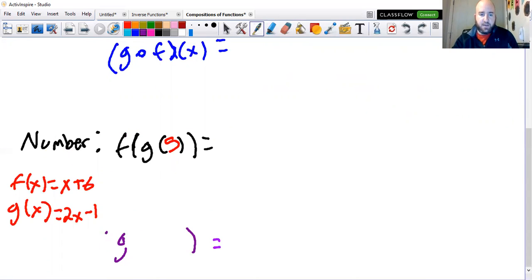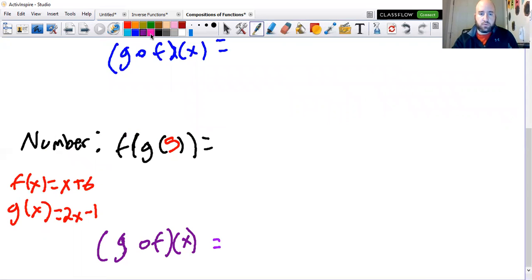Wow, I noticed it because I want that to be g of f of x. Okay, so, trying to connect that. All right, so with this one, f of g of 5, we're going to start with the innermost one, g of 5.